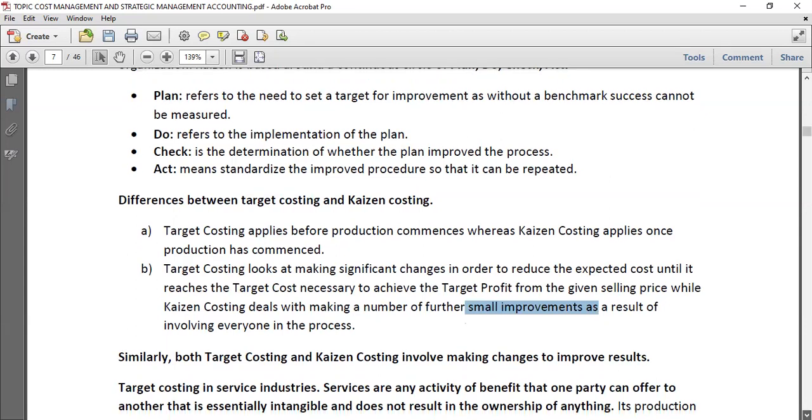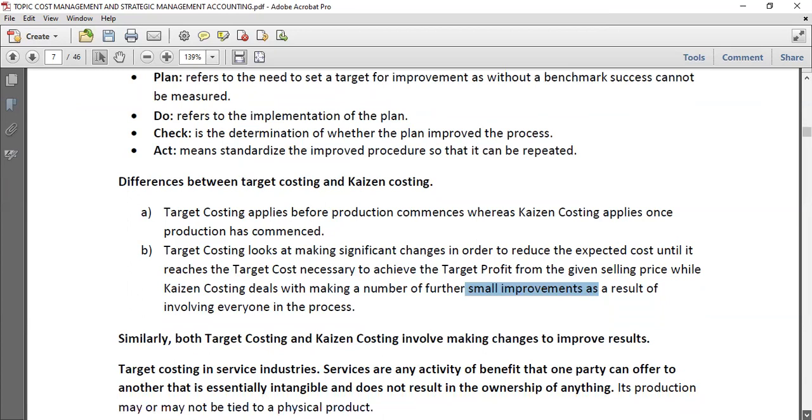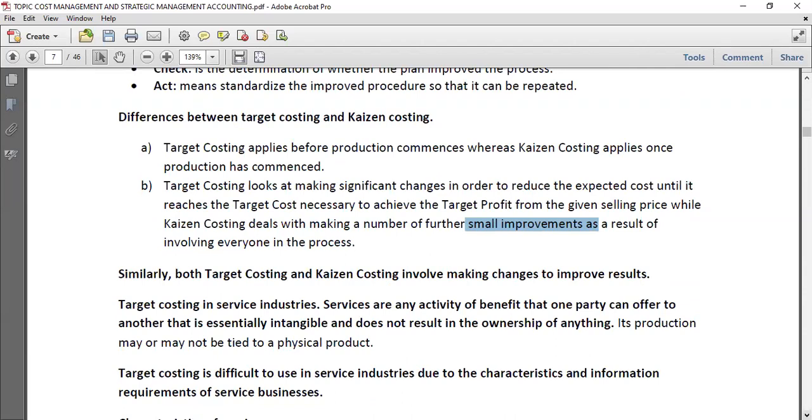Most of what we are looking at, the examiner can bring you a relationship between Kaizen and target costing. So you should be able to give a similarity, and then give a distinction between the two.